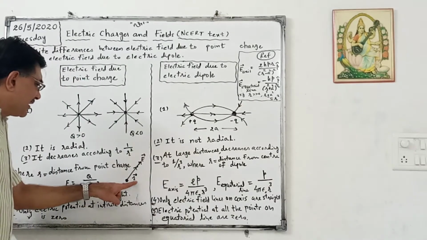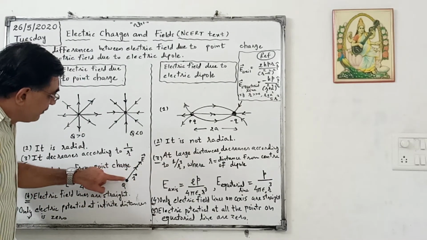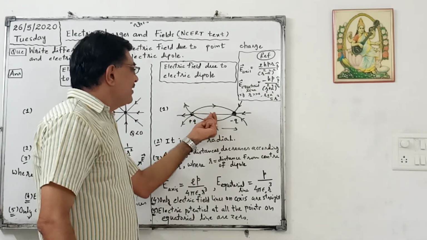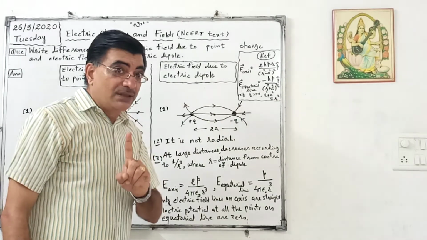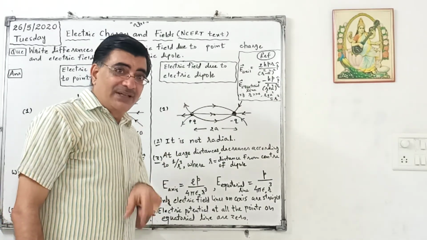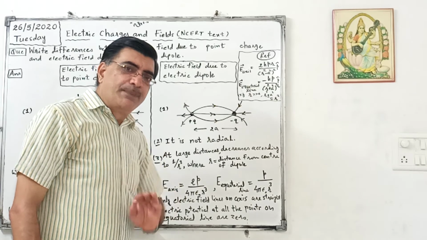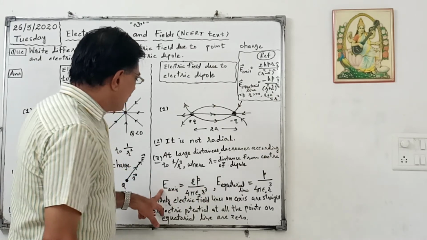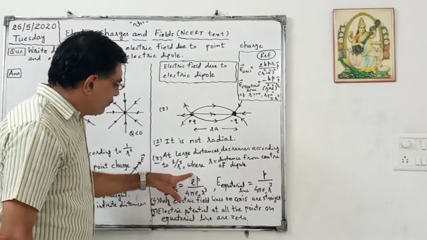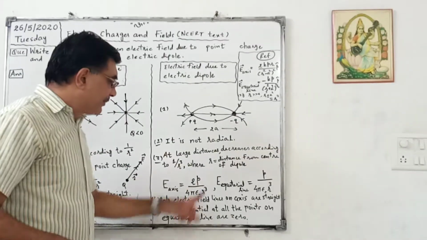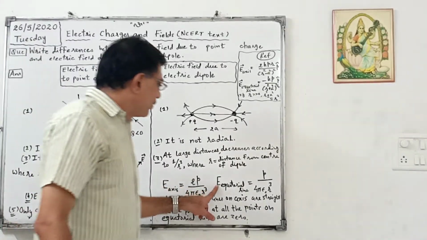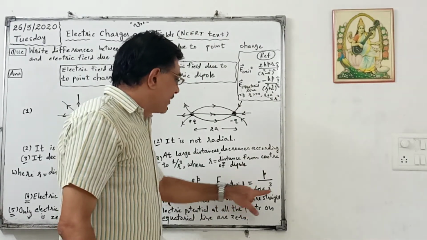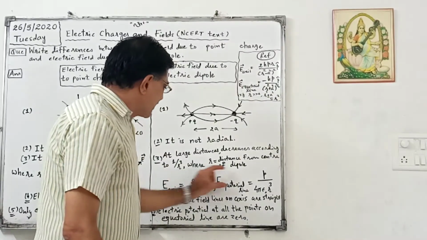Here, what was r? r was the distance of a point from point charge. Here, what is r? r is the distance from the center of the electric dipole. That is the midpoint actually. That is not center like a circle. It is a center, but the other name is midpoint. See, we can write like this: E on axis at large distances equals 2p upon 4 pi epsilon naught r cube, where p equals q into 2a. And for E on equatorial line at large distances, it is equal to p upon 4 pi epsilon naught r cube. These equations can be derived.